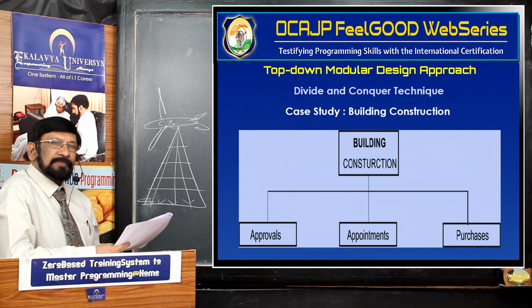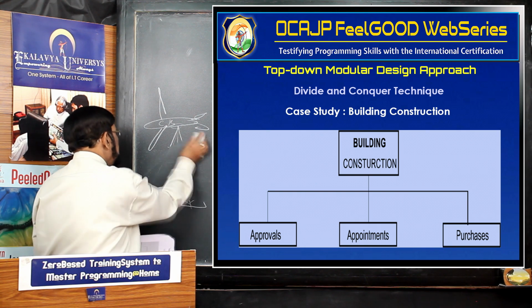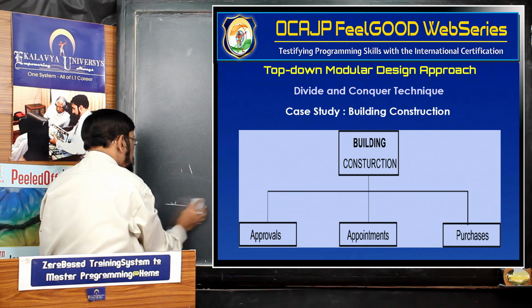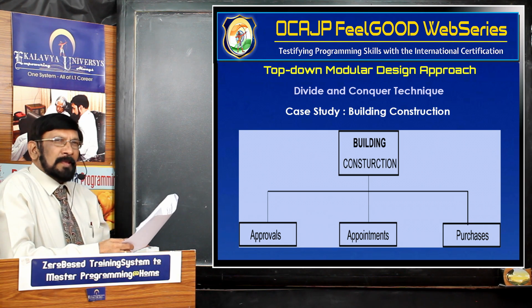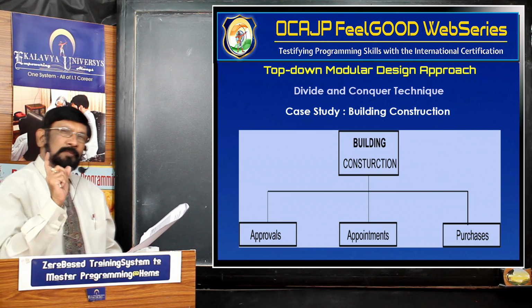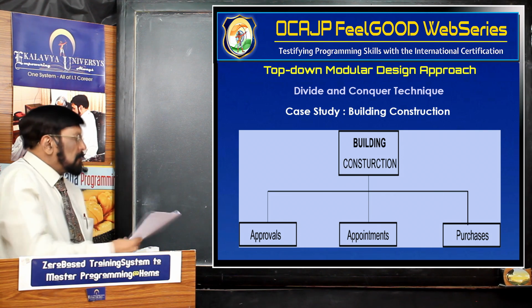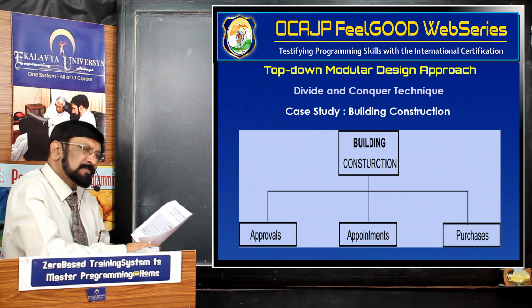In the same way, using the top-down modular approach, if you take up any programming task or real-life task also, this is a real-life task only. Now we see hundreds of activities are classified into only three groups. What are the three groups? Approvals, appointments, and purchases. Now we see.